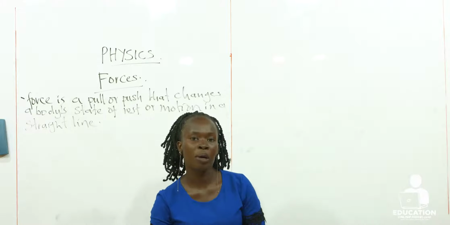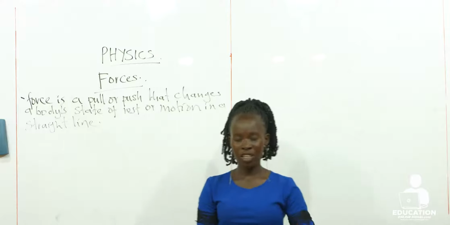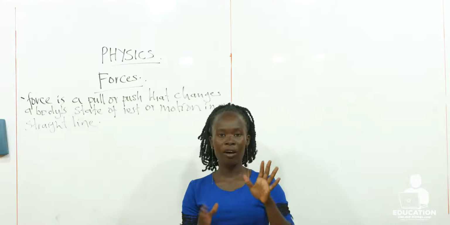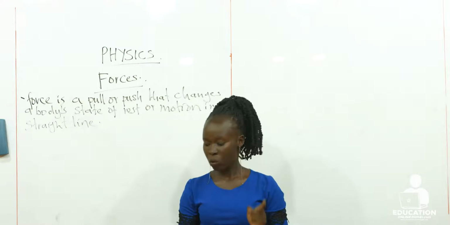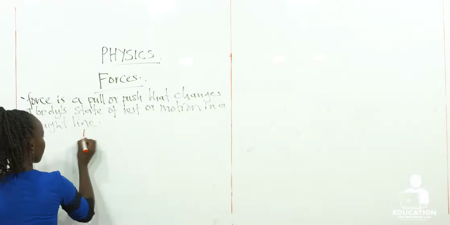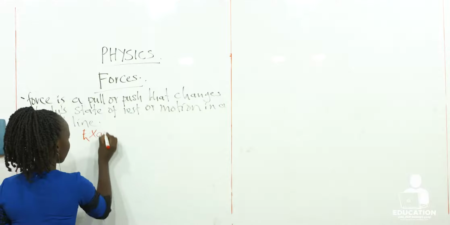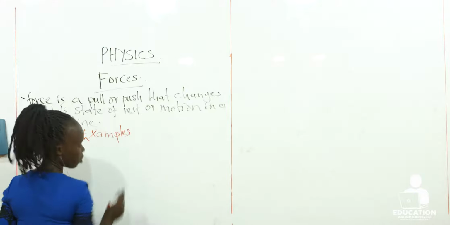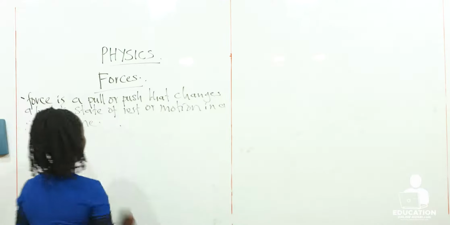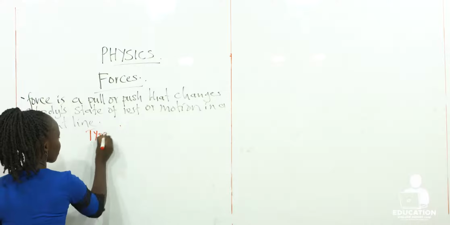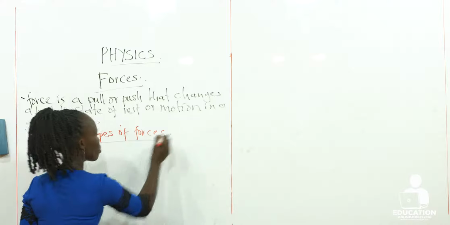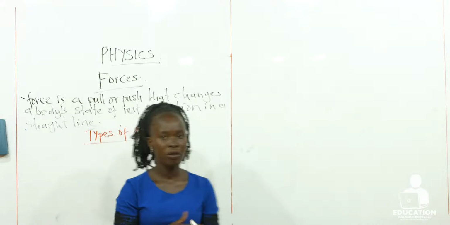So these forces come up in different types, but there are majorly two types of forces, and the rest are all grouped under those two. So what are these examples? Let's have it here as examples. Oh, instead of example, we rather put it as types of forces. Since we say there are majorly two types, what are those?